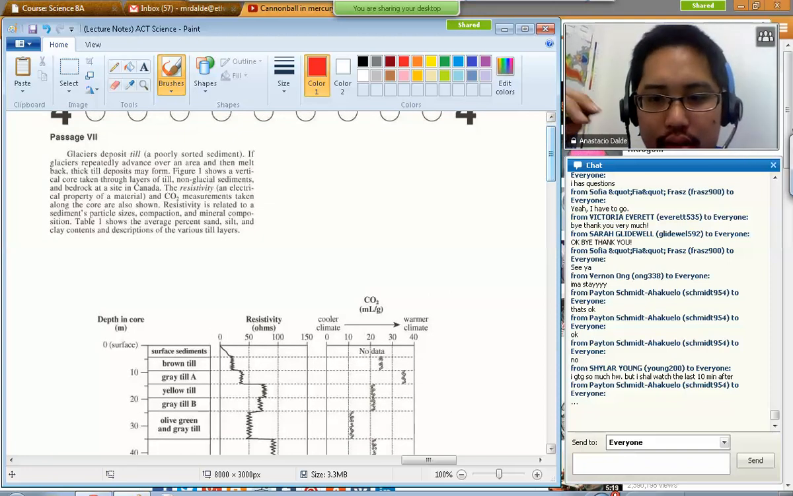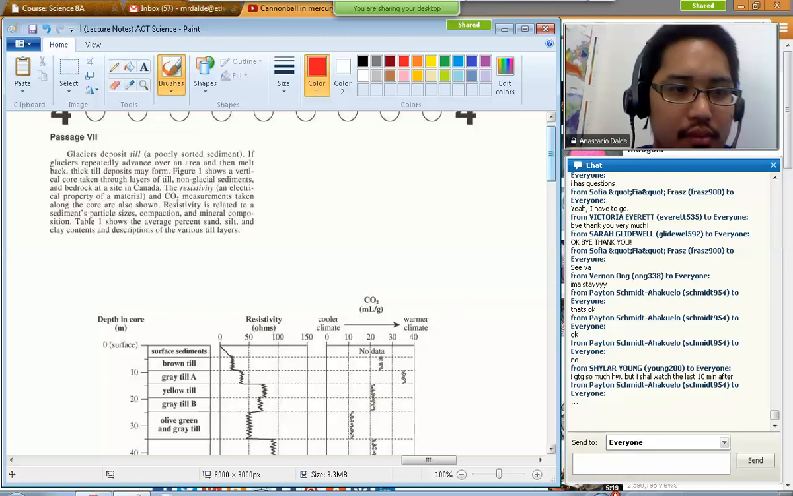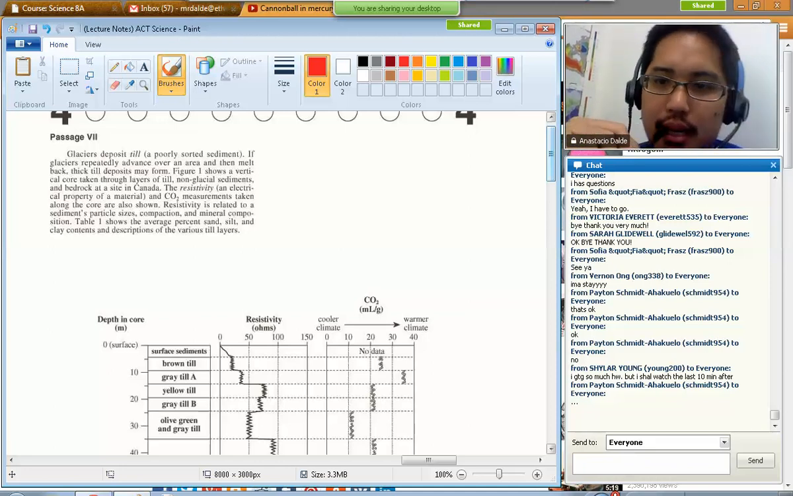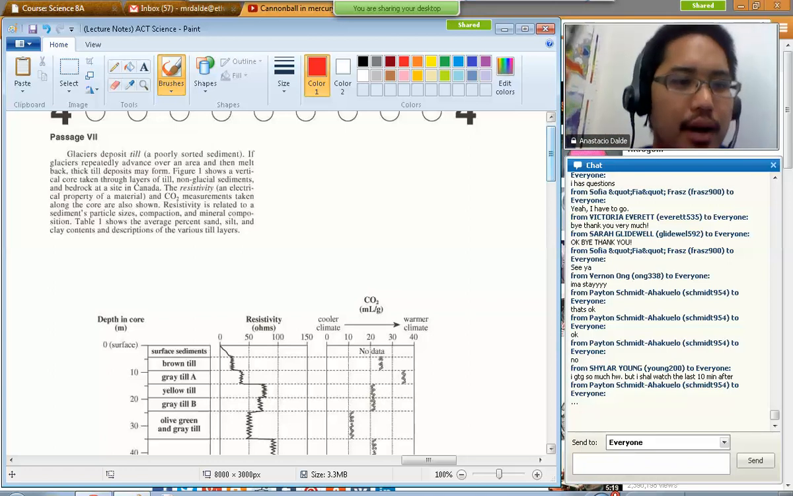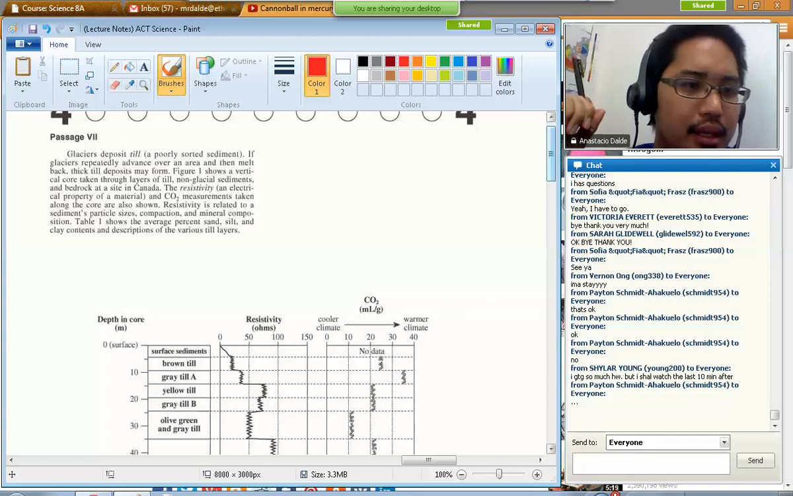Okay, let's do this question real quick, and then we'll go. Hopefully I can take 10 minutes, and I'll stop the archive, and I'll answer any questions. Glaciers deposit till. What is till? A poorly sorted sediment. If glaciers repeatedly advance over an area and then melt back, until the till deposits may form. Figure 1 shows the vertical core taken through the layers of till, of non-glacial sediments and bedrock in sight on Canada. What's that all about?